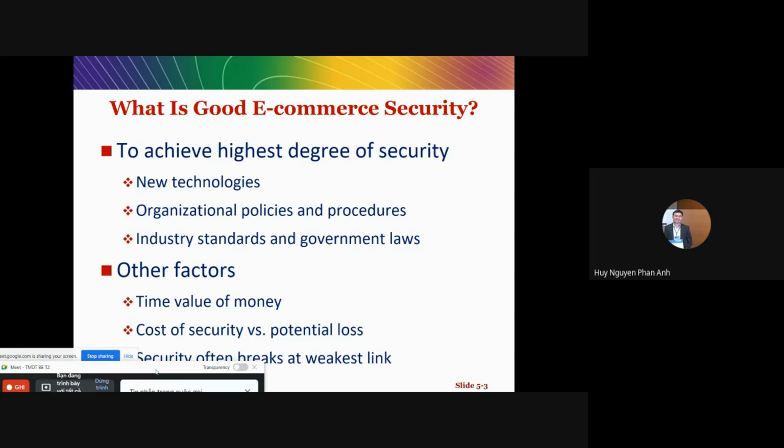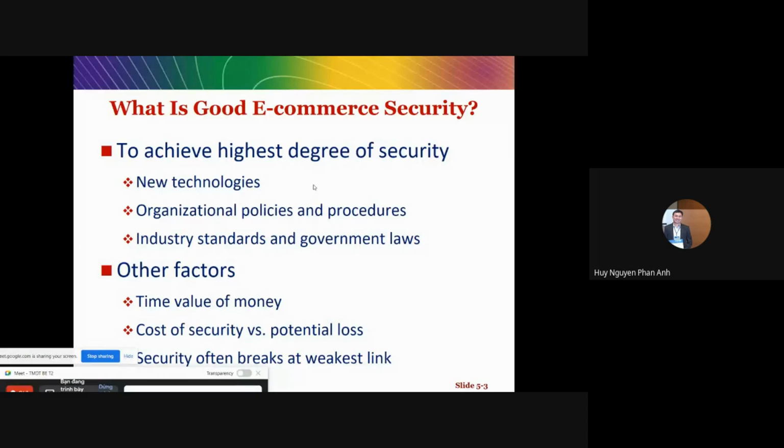So how do we achieve good security in e-commerce? Firstly, we should apply new technologies, with the development of new tools. We have to adapt to the new situation with appropriate technology to handle this. And we must have policies and procedures. Why? Because sometimes the errors are from humans, not just the system.